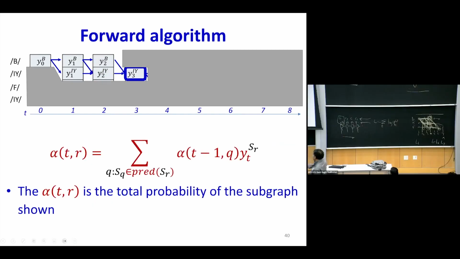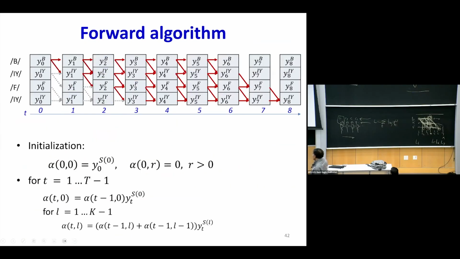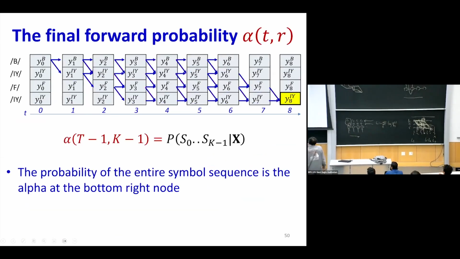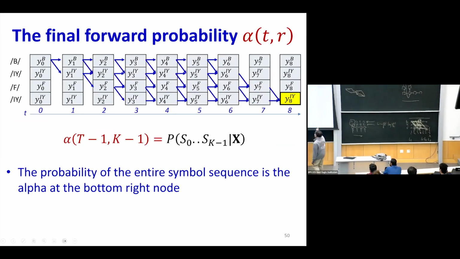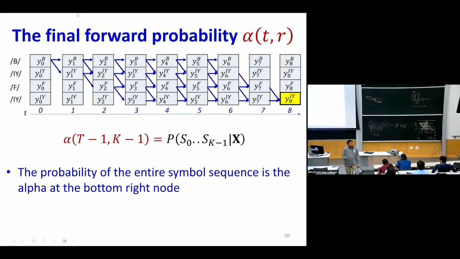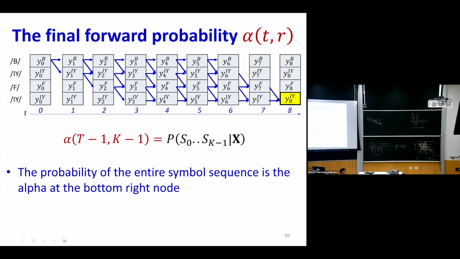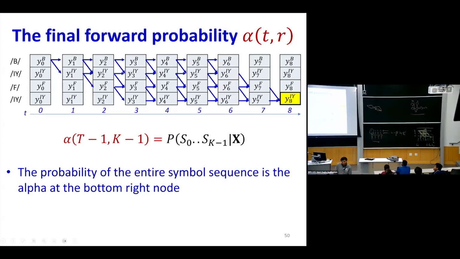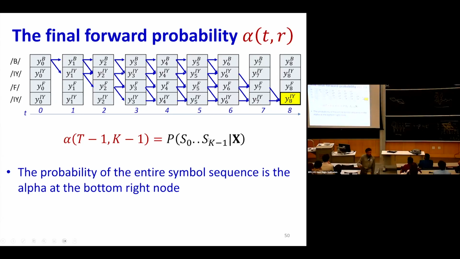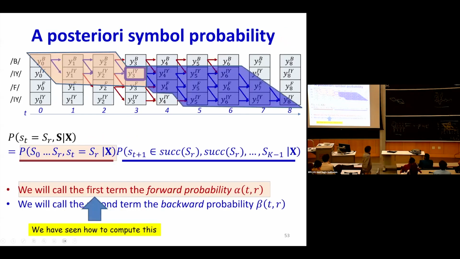And that's my so-called forward algorithm, which allows me to compute things all the way to the end. And alpha 8e is the total probability of all paths that ended up at e at time 8, which is going to be the total probability of all alignments of BFE to the input. That's the probability of BFE, basically, right?